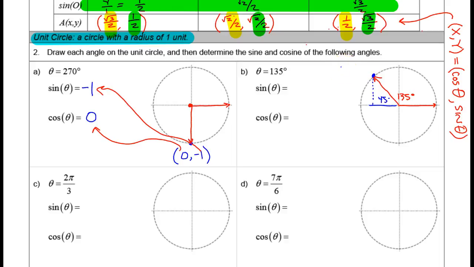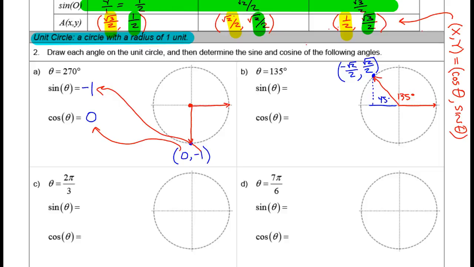It's going to be negative root 2 over 2. Remember, this is our friend, the 45, 45, 90. The y coordinate is going to be root 2 over 2. How do we get those values? Well, if I'm working with a unit circle, the radius is 1, and I can use properties of special right triangles to figure out those x and y values.